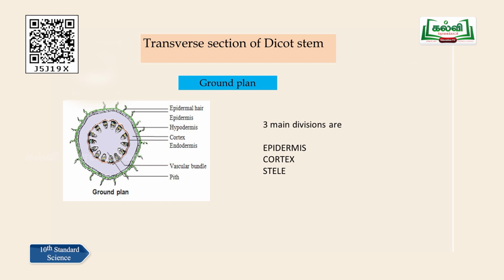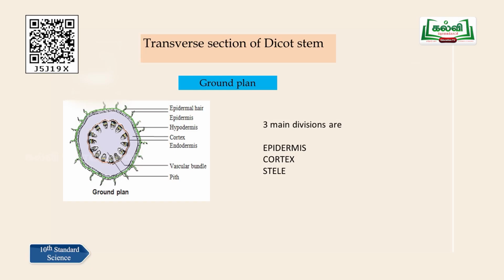Now, you are seeing a beautiful ground plan of the transverse section of a dicot stem. Here there are three main divisions. One is the epidermis, the second one is the cortex, and the third one is the stele. This is the main part of the ground plan in a dicot stem. All dicot stems will exhibit only these three main divisions, and they will vary slightly in the internal assemblage.